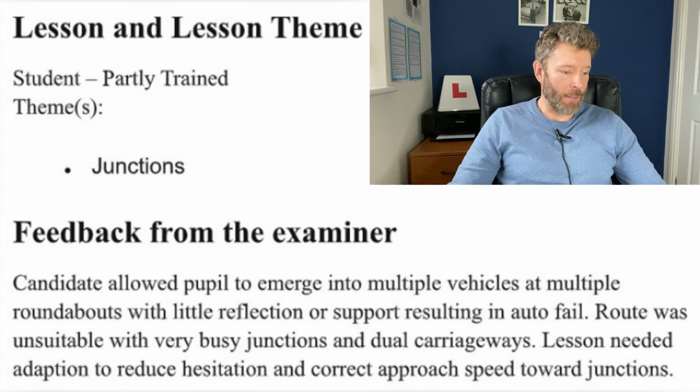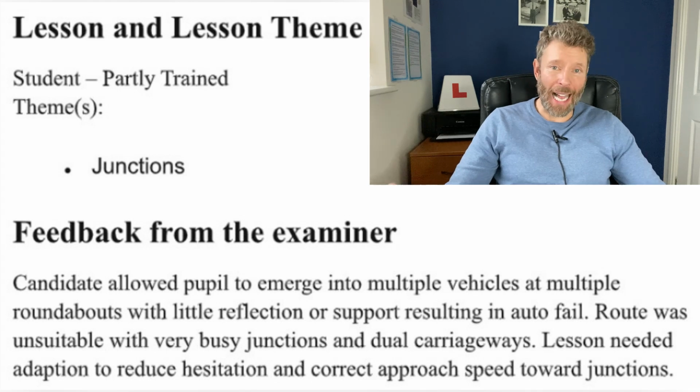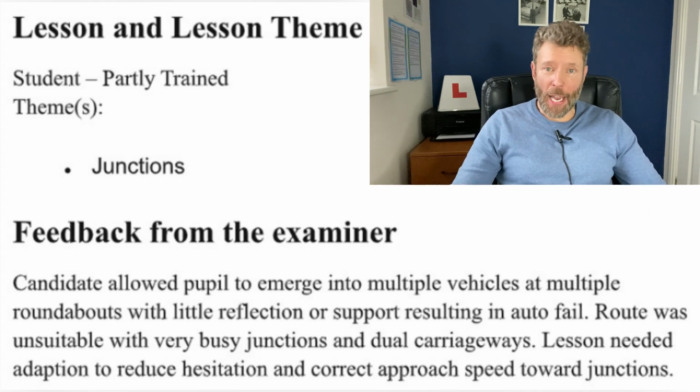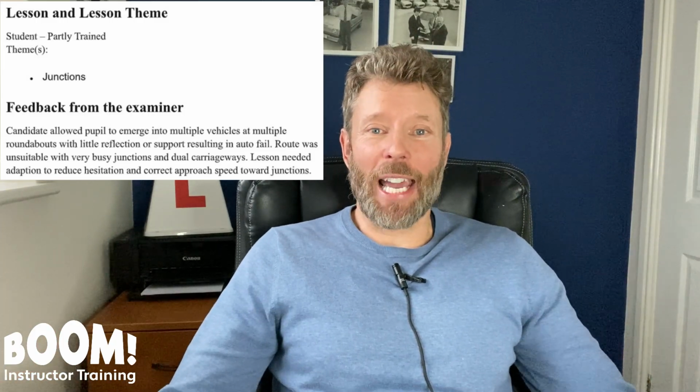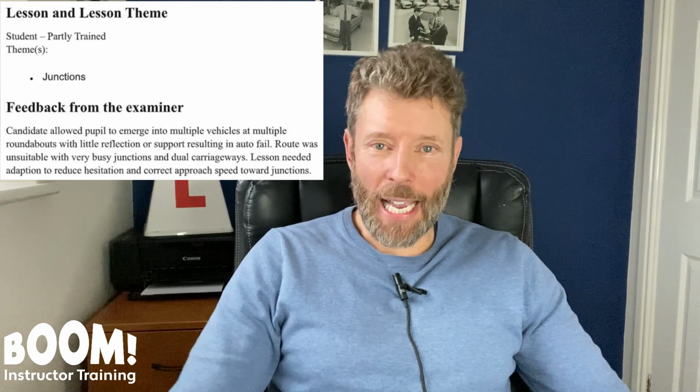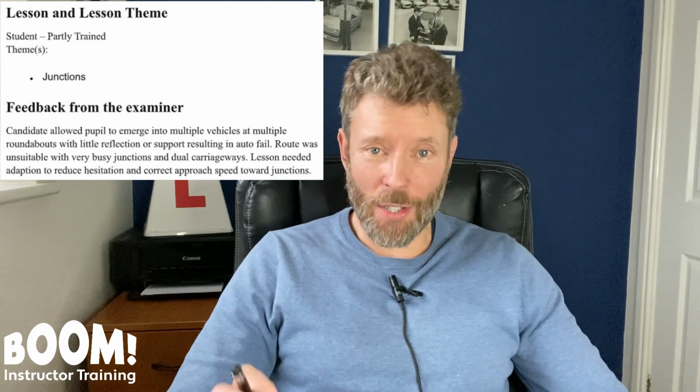Feedback from the examiner: Candidate allowed pupil to emerge into multiple vehicles at multiple roundabouts with little reflection or support, resulting in an automatic fail. Route was unsuitable with very busy junctions and dual carriageways. Lesson needed adaptation to reduce hesitation and correct approach speed towards junctions. So this was a total disaster in terms of a Part 3 test. Let's dissect what the examiner said sentence by sentence.